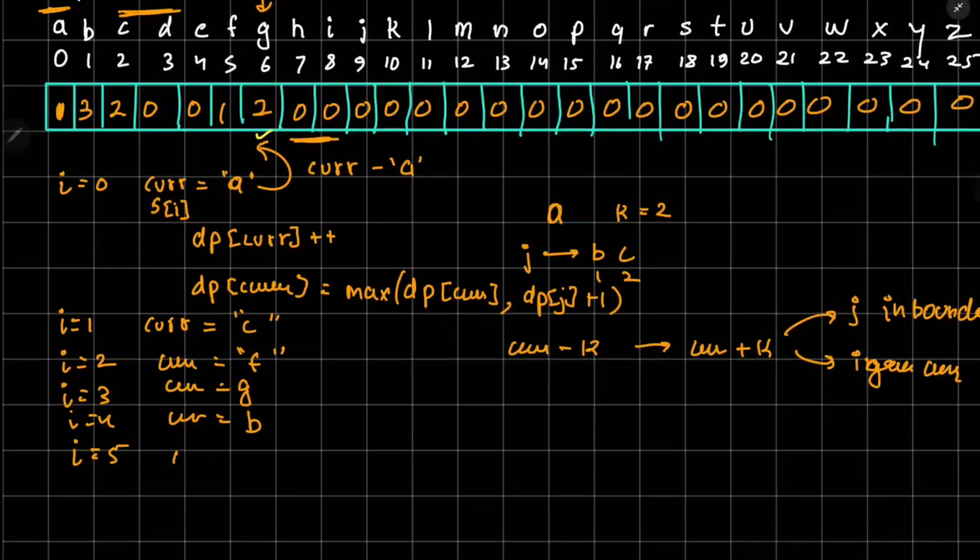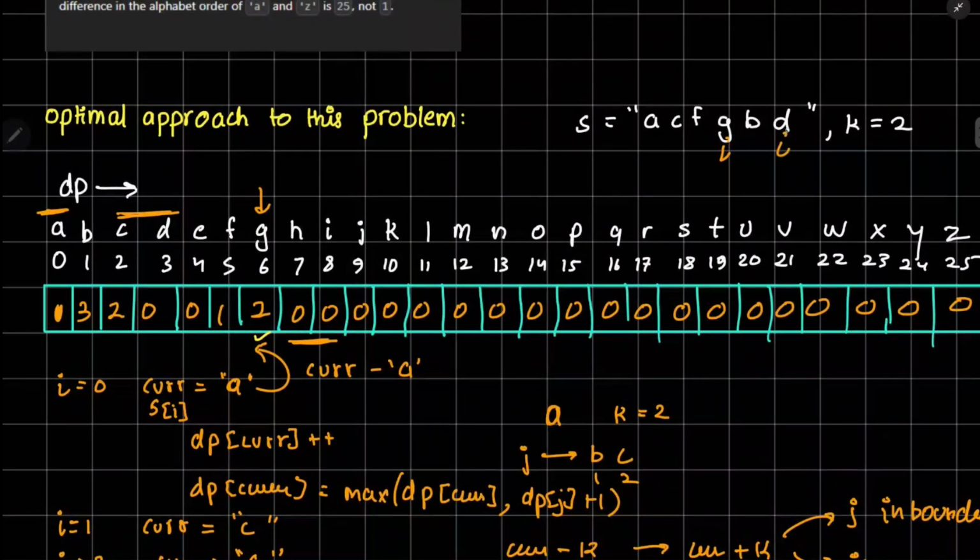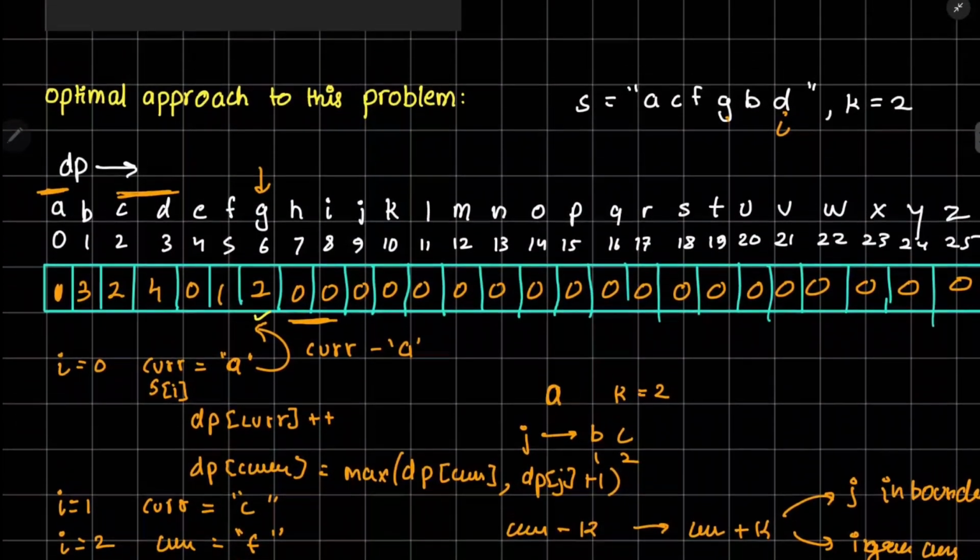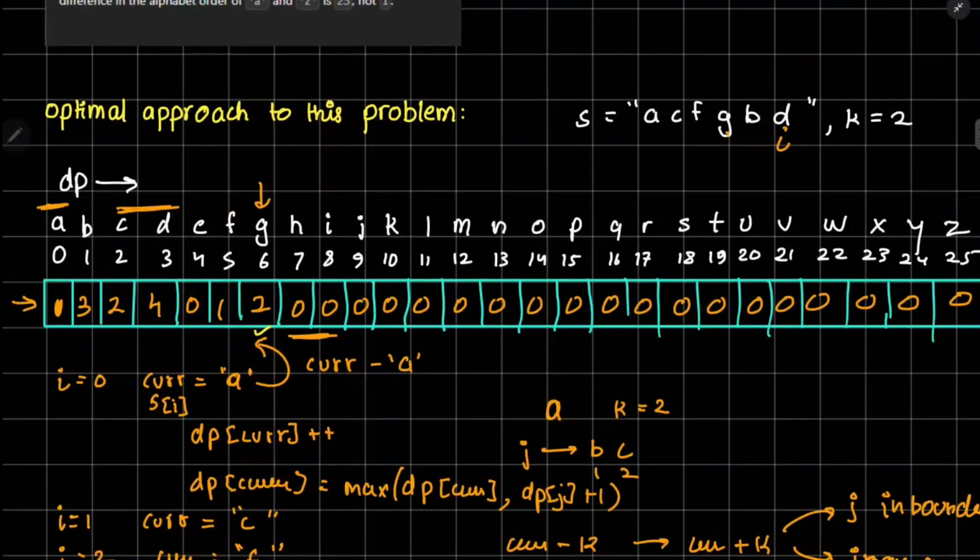So we'll move to the last iteration, that is I is equals to 5, our current will be D. As you can see, our current will be now D. So as our current is D, we will increase it by 1, and now we will check 2 elements before it and 2 elements after it. So we have 3 here, so 3 plus 1 will give us 4, so this will update by 4. This will give us 3, this won't change 4, this will give us 1, this won't change 4, this will give us 2. So we have completed all the iterations and we are left with this DP array.